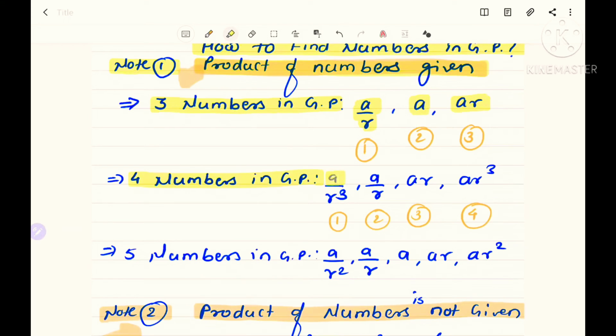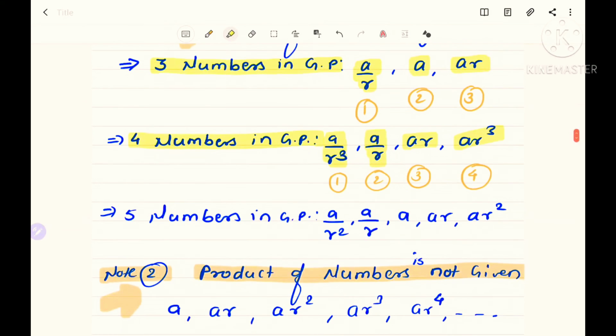If you remember, we discussed this in the previous lecture. First number A upon R cube, second A upon R, third A into R, and fourth one is AR cube. Then 5 numbers in GP. How to solve a question on 5 numbers in GP? If the product of terms is given, then please select the 5 numbers in this way. This is first, this is second, third one is A, fourth one is AR, and fifth one is AR square.